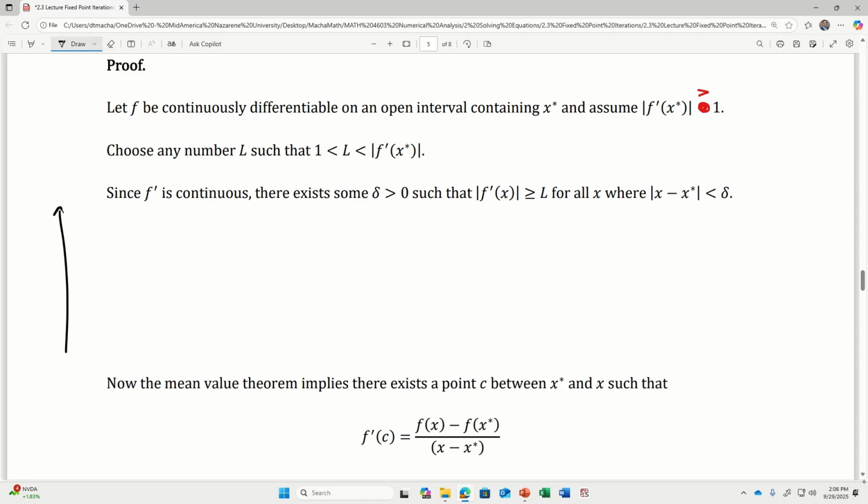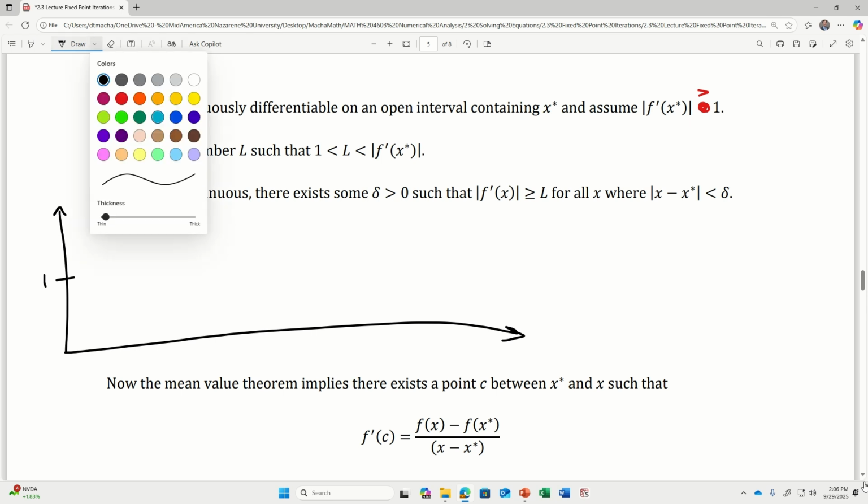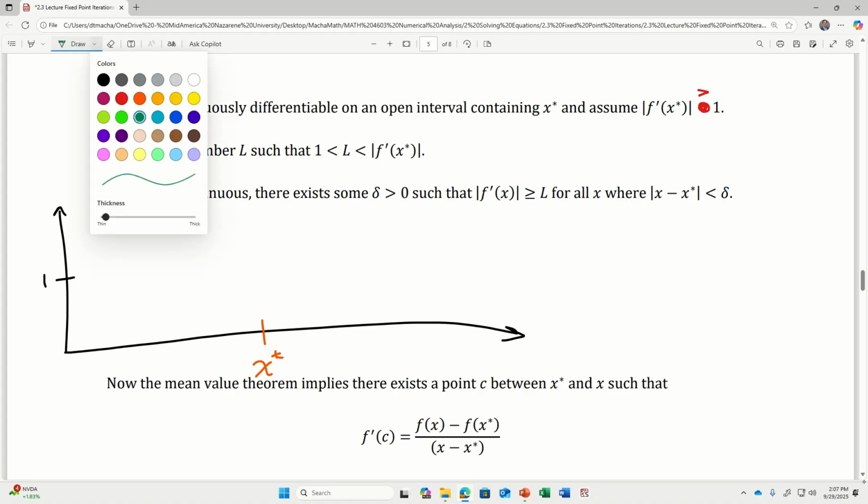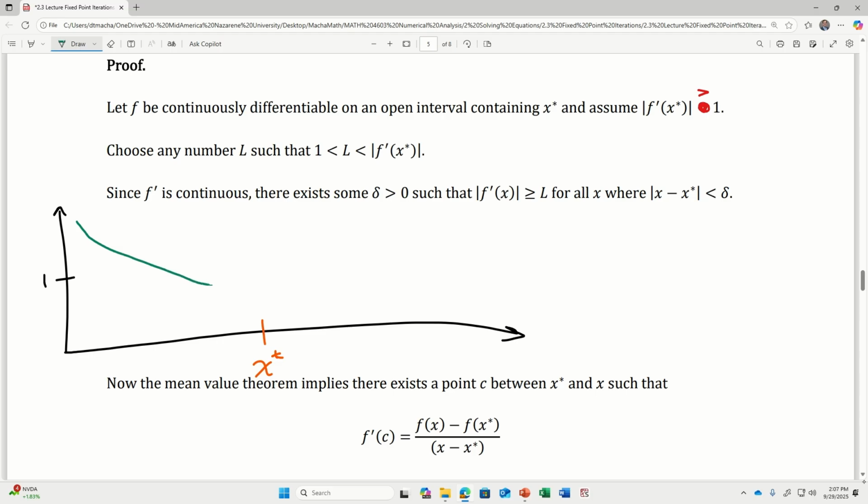like I said, this is the point 1. This is my real number line. And here's my fixed point. And here is my f prime function. F prime has to be greater than 1. Almost started drawing the same picture, but it should be greater than 1 here at the fixed point. And there's going to be some interval where that's true.